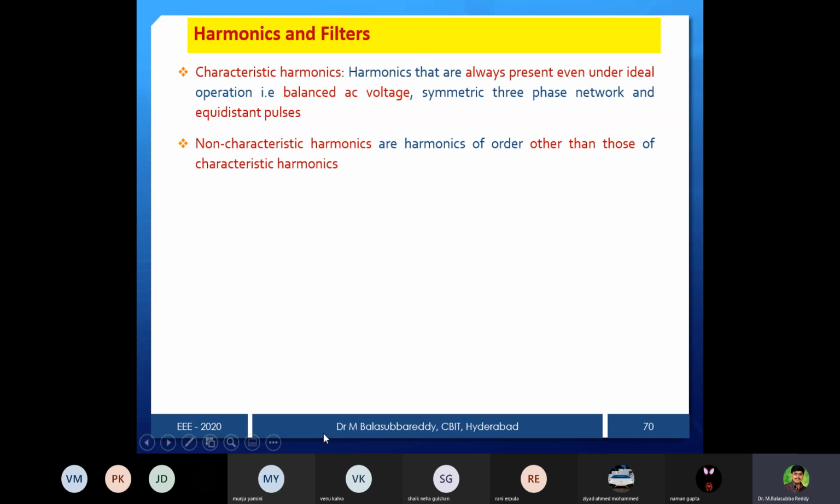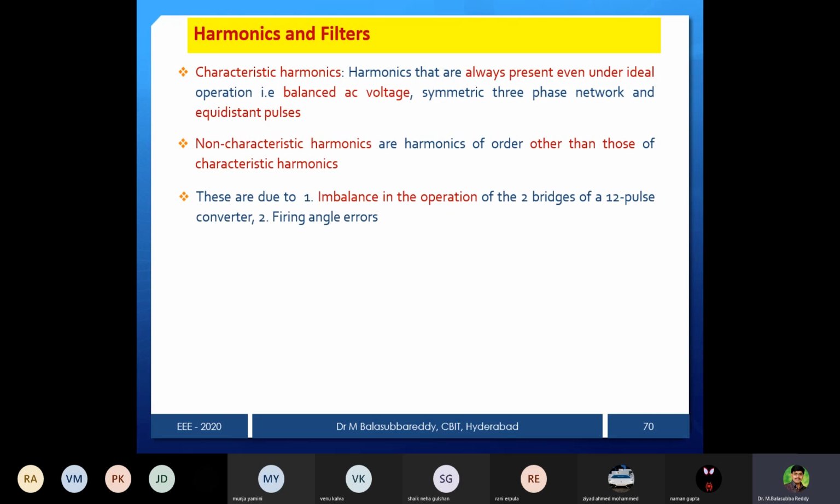Another one is the non-characteristic harmonic, which is of order other than the characteristic harmonics. The characteristic harmonics are h equal to np on the DC side, and np plus or minus 1 on the AC side. Other than these orders, I call them non-characteristic harmonics.